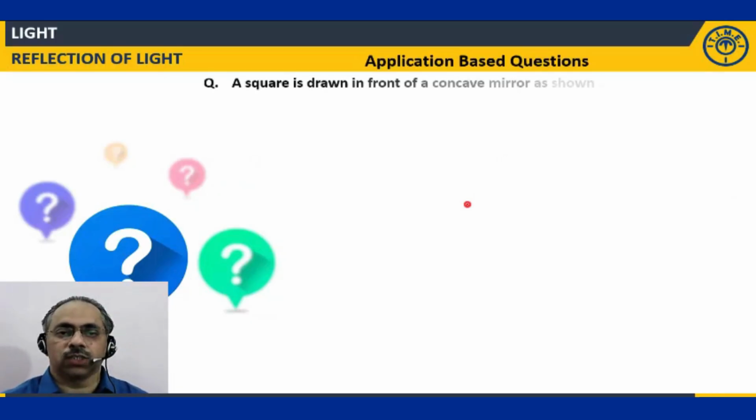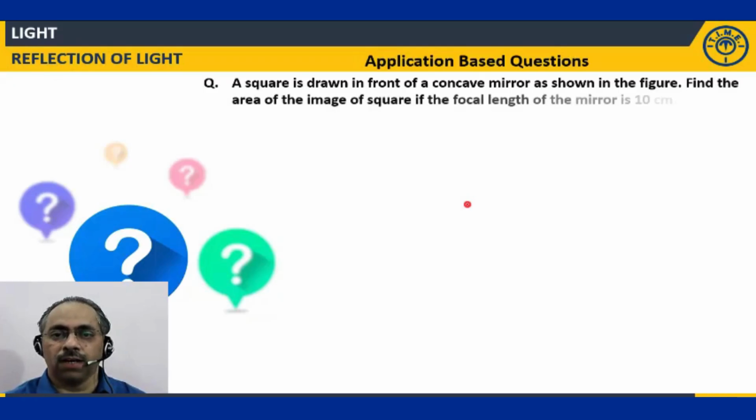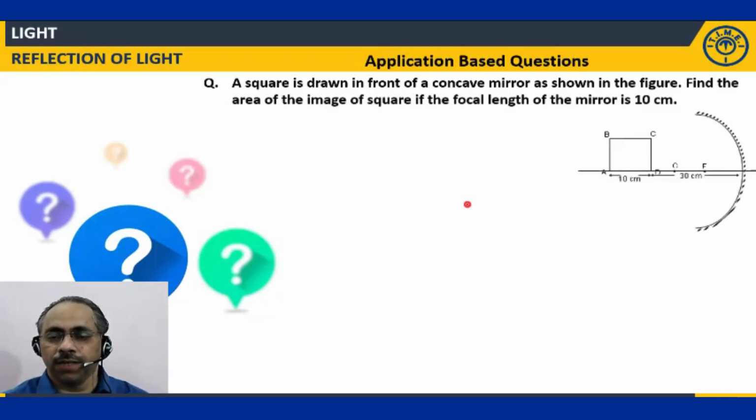Let us see the next question. A square is drawn in front of a concave mirror as shown in the figure. Find the area of the image of the square if the focal length of the mirror is 10 centimeter. So if you see very clearly here, let us assume P is the pole of the mirror. What is given here? Focal length is 10 centimeter, that's it.